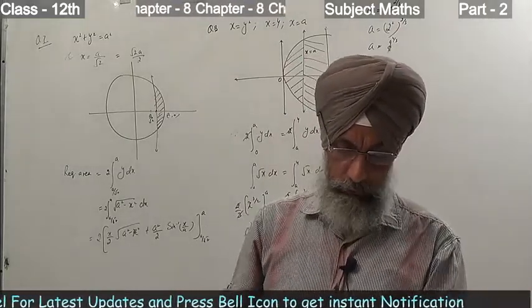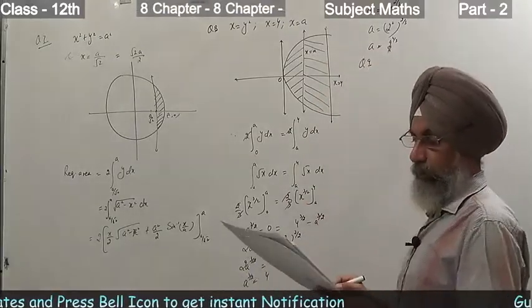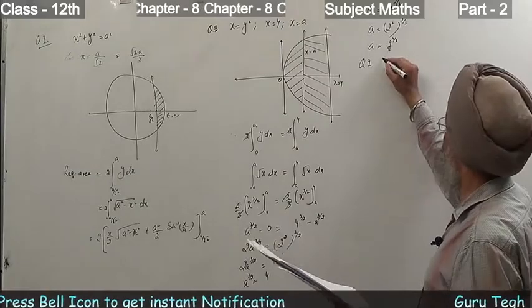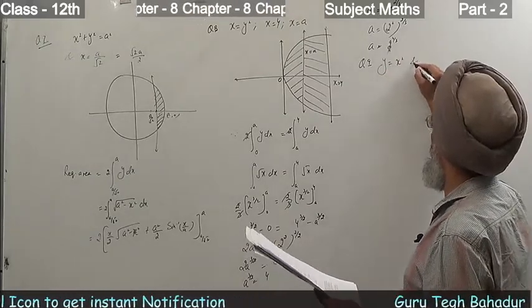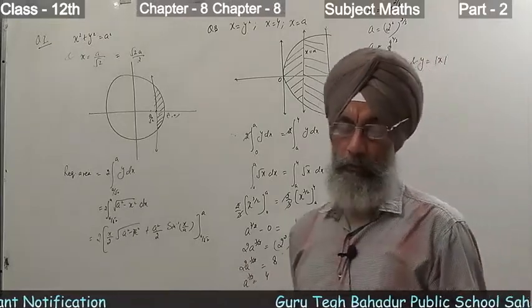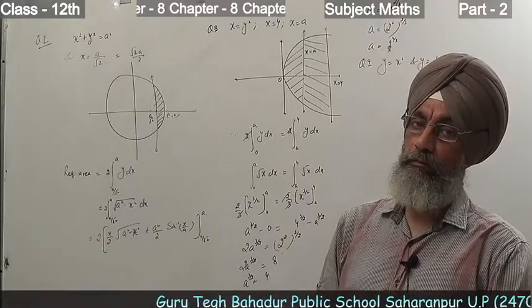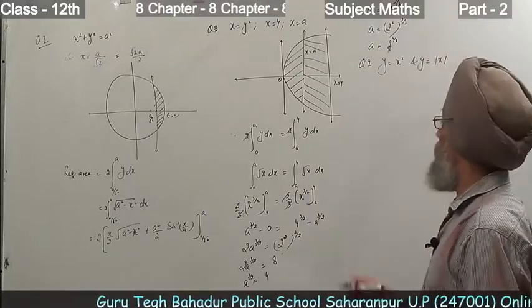Further, see the question number 9. What is given here? It is given to us y is equal to x square and y is equal to mod of x. You have made a graph for y is equal to mod x in class 11, chapter number 2 relations and functions. You have learned its graph there.